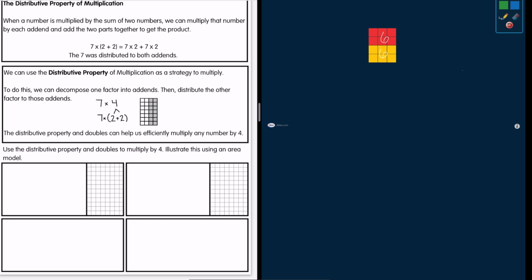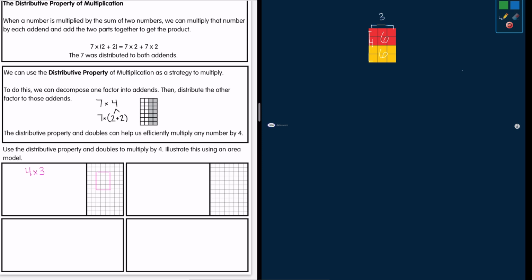What do you notice is the length of our model? It is 4. What is the width of our model? It is 3. We can use doubles to help us efficiently calculate our multiplying by 4 products. Let's draw this in our notes. The multiplication problem that represents our model is 4 times 3.